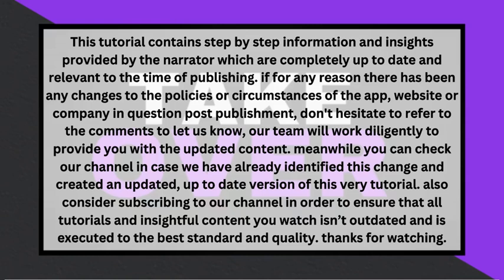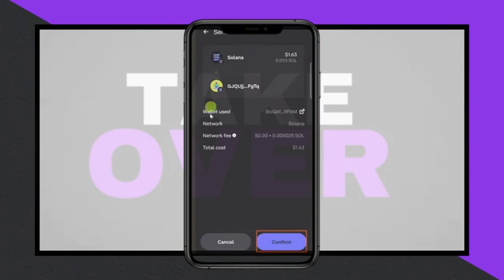Return to the Coinbase app, and paste the wallet address into the required field. Click the confirm button, and then verify that the wallet address, network, and amount are correct. Once you have confirmed these details, click the confirm button again. Following these steps will transfer your Solana from Coinbase to your Coinbase wallet.